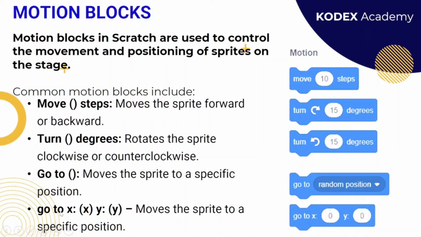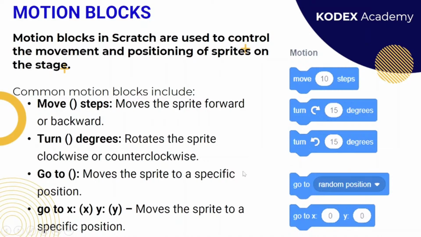Next, it shows the go to X and Y position, meaning whenever you want to specify the position of the sprite, you can choose this block. You can set the X and Y position of the sprite, and whenever you want to move your sprite into a specific position, you can drag and drop this block and set the value of X and Y. On the basis of that your sprite will be set on the particular position.